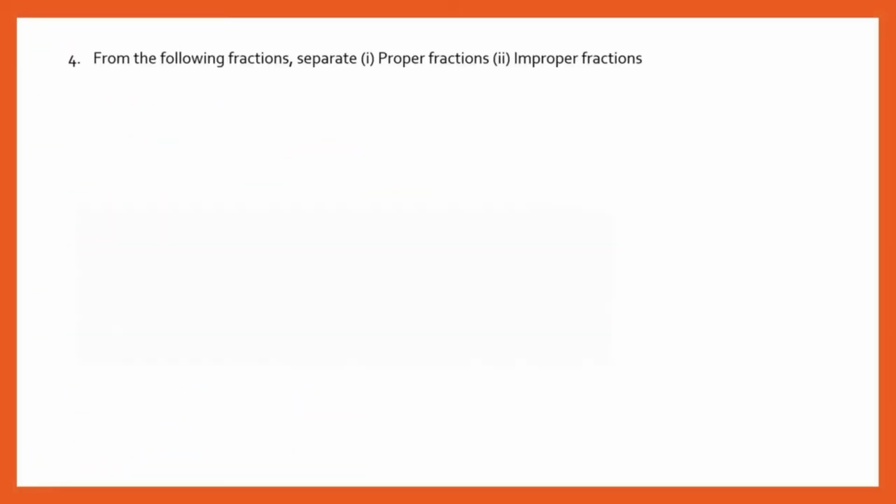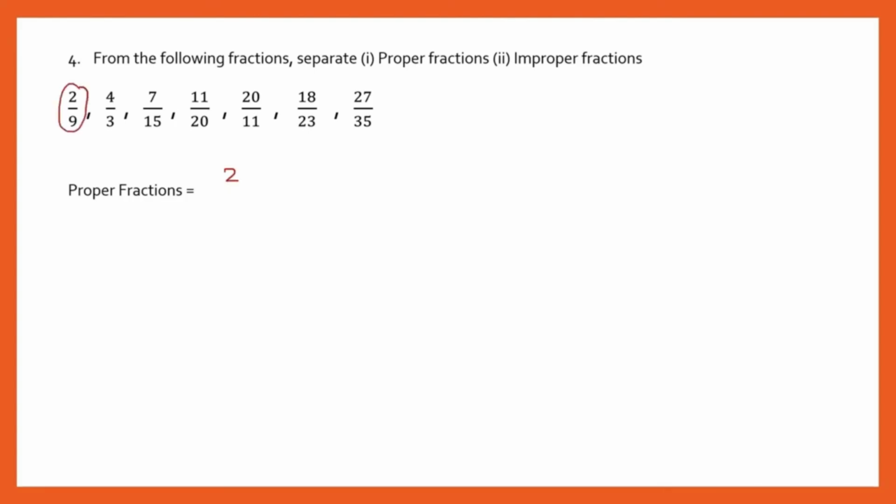Right, now question 4. From the following fractions, we have to separate the proper fractions and the improper fractions. As you know, proper fractions are those fractions where the numerator is less than the denominator. So let's look out for all numerators that are less than the denominator. The first one, 2 by 9 is a proper fraction. Let's write it down. 2 by 9. 4 by 3 is an improper fraction. So let's write down 4 by 3 as an improper fraction because the numerator is greater than the denominator.